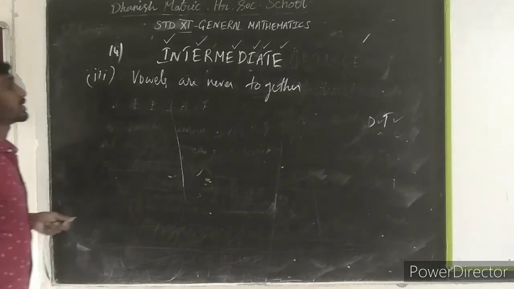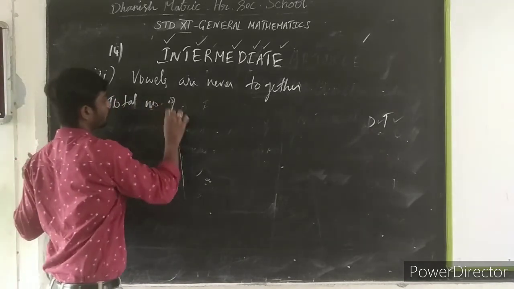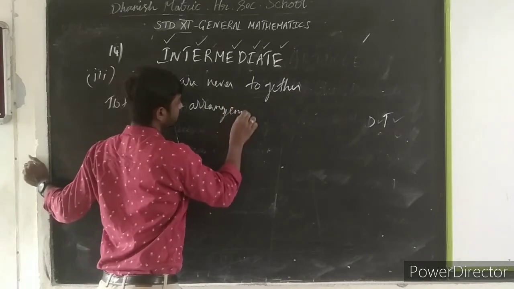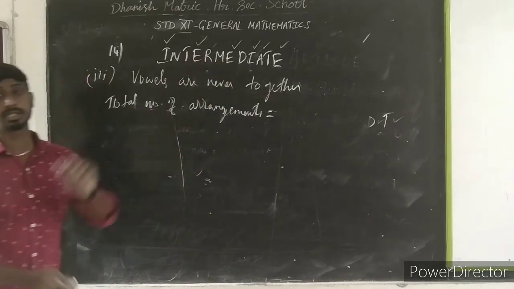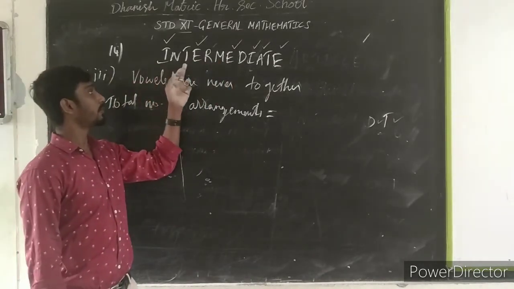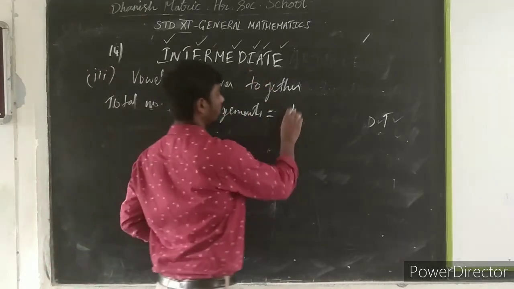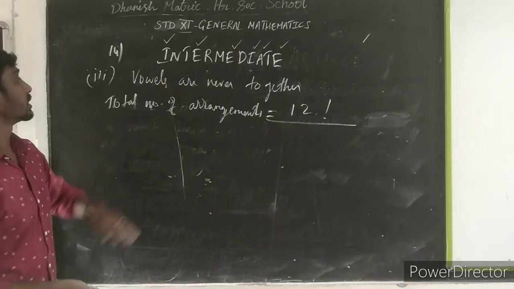Total number of arrangements. That is the total number of words. Let us count: 1, 2, 3, 4, 5, 6, 7, 8, 9, 10, 11, 12. So the total number of arrangements is 12 factorial divided by the repetition terms.